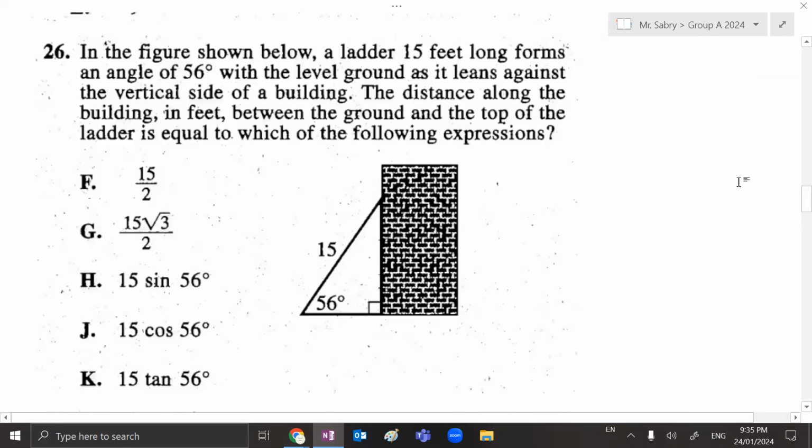26 is a very nice question. It's clearly a right triangle, and in any right triangle, whenever they're trying to link between the angles and the sides, we will always think of trigonometry, sine, cosine, or tan.